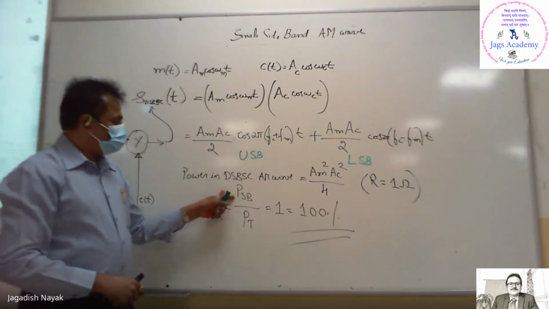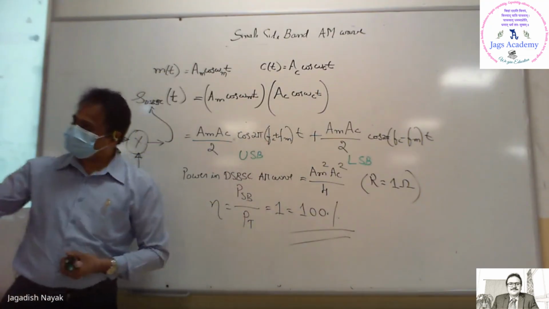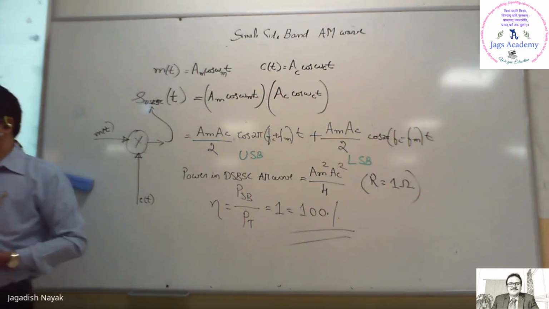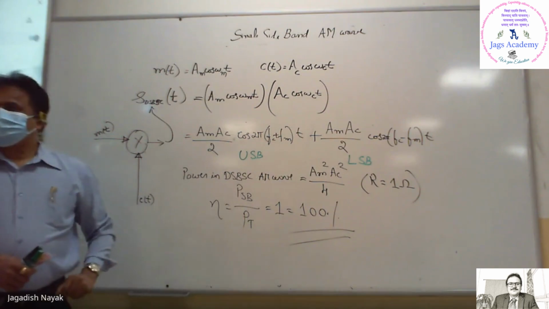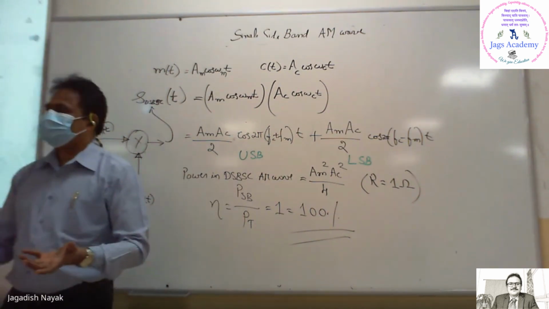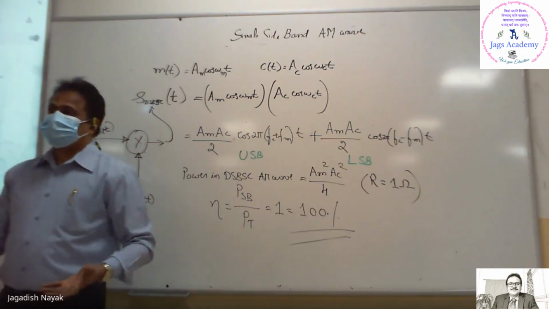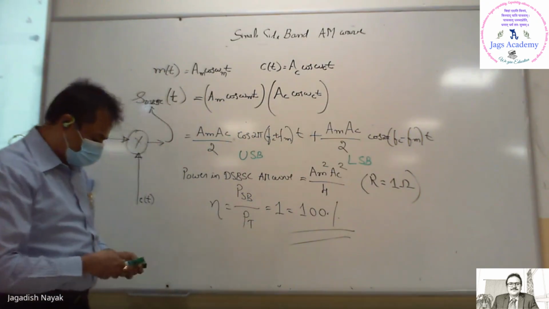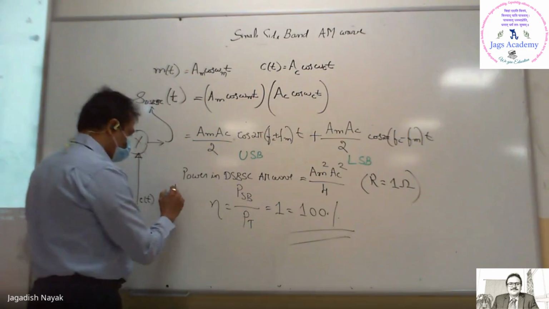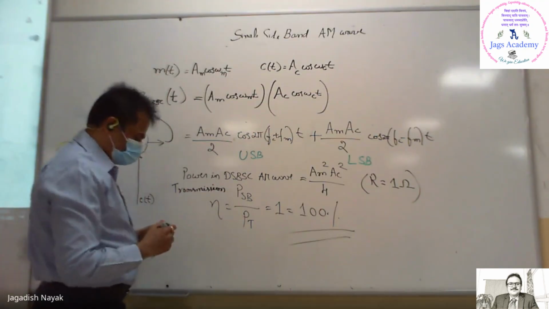Power in the sideband. I'm not taking one sideband, this has both the sidebands. I'm not talking about single sideband. This is the power in DSBSC, that is equal to sideband power, because in DSBSC we have only sidebands, no carrier component there. Total power is that only. And the transmission efficiency is equal to 100%.